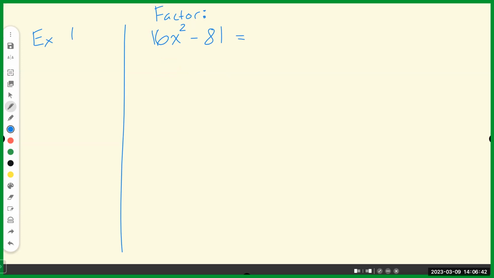And here's how I do this problem. I take the square root of that and the square root of that. I'm gonna write it underneath it. Did you know that the square root of 16 is 4? Did you know that the square root of x squared is x? Did you know that the square root of 81 is 9? Good. Can you give me the answer?